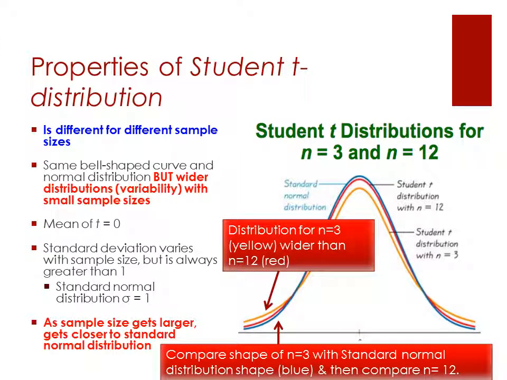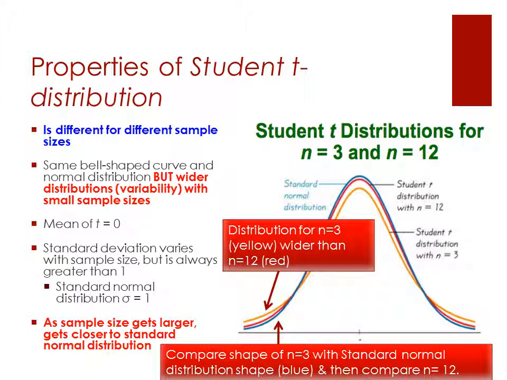Now, here we have the t-distribution has the same bell-shaped curve as the normal distribution, but it is wider for distributions with smaller sample sizes. This means we have greater variability. All right, so here we can see our distribution for n equals 3, which is the yellow line, is wider than the one for n equals 12, which is the red line, showing the increase in the variability.